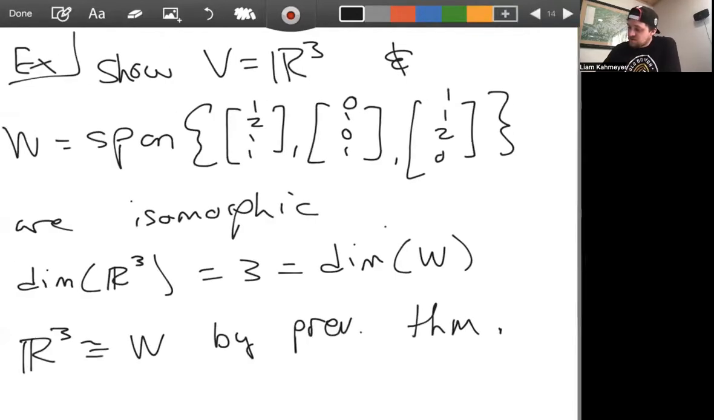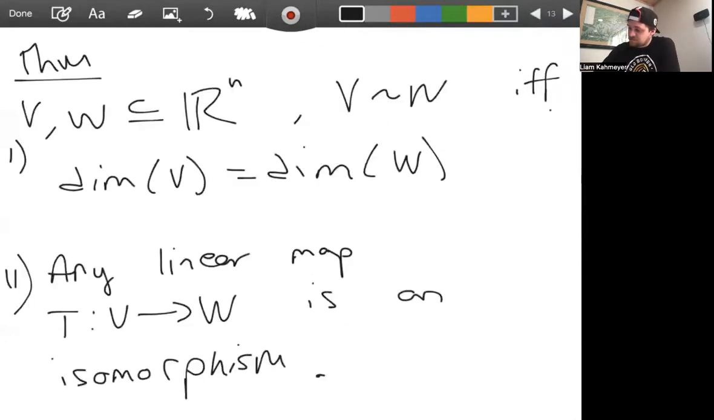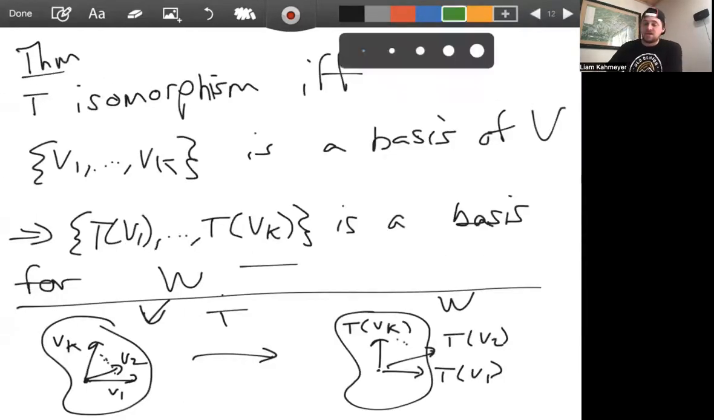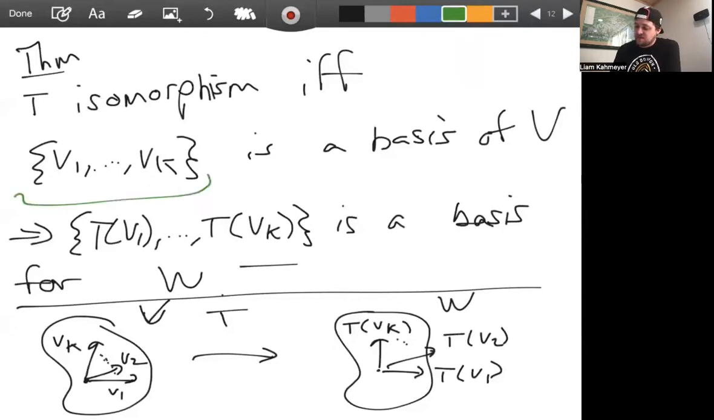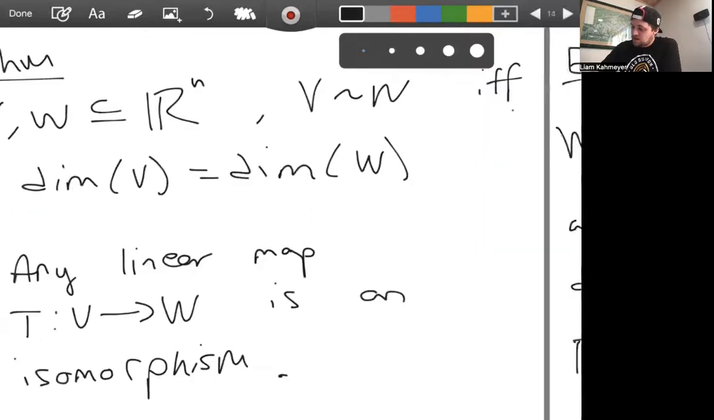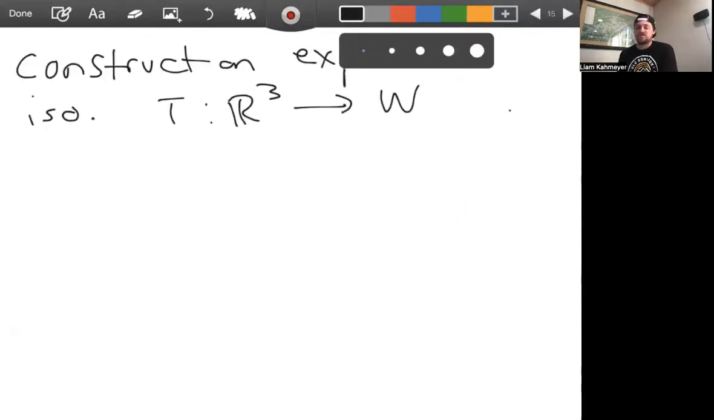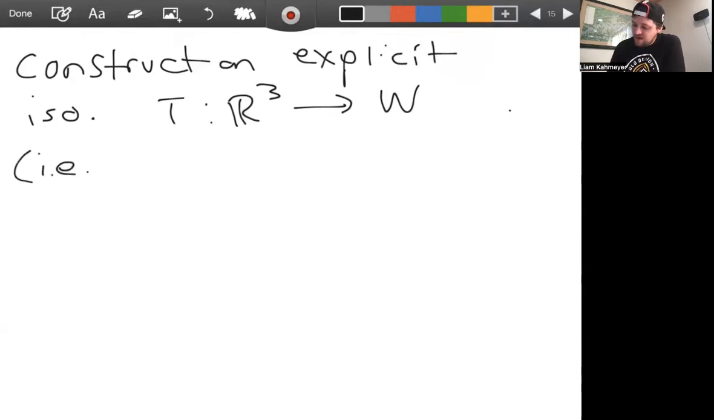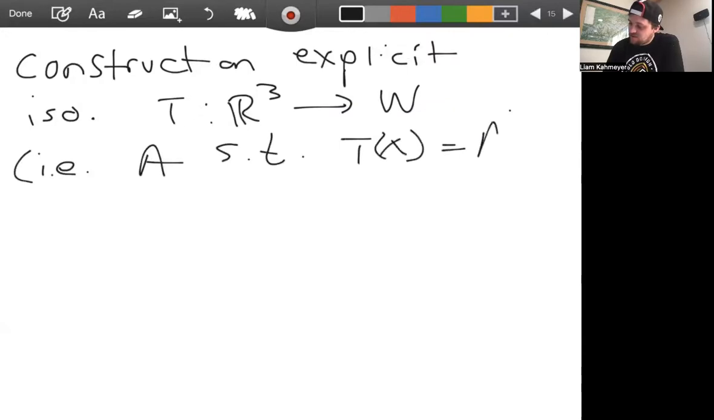Well, what does our previous theorem say? We know that it's an isomorphism, and so it's an isomorphism if and only if it takes basis elements to basis elements. So if we want to explicitly construct an isomorphism, what does that mean? That means we're trying to find the matrix A that represents this isomorphism, right? So i.e. find A such that T of X equals AX, right? That's what we're trying to do here.